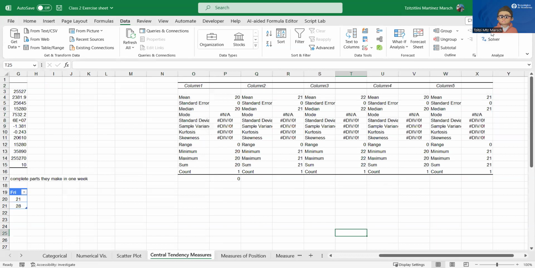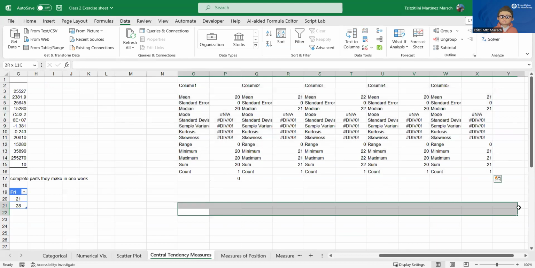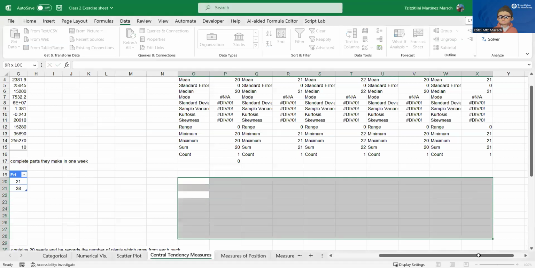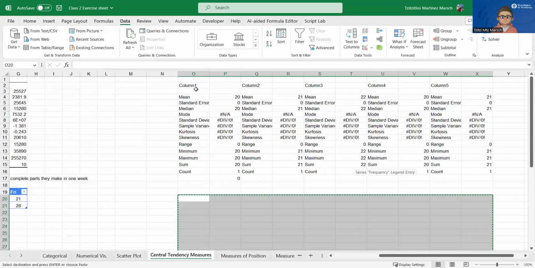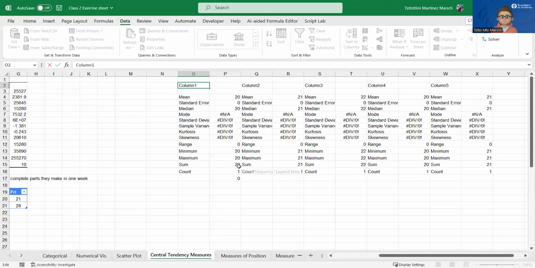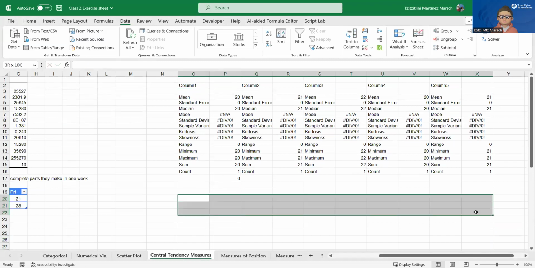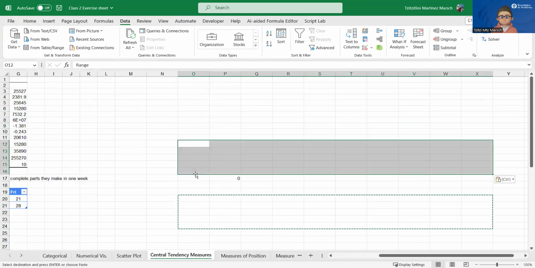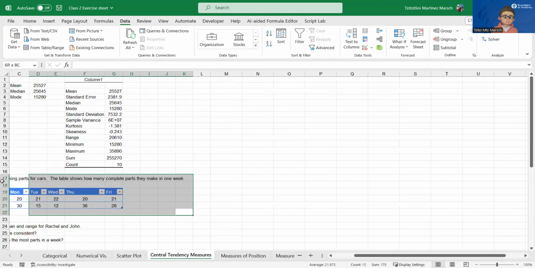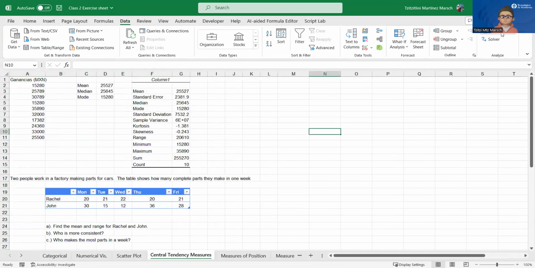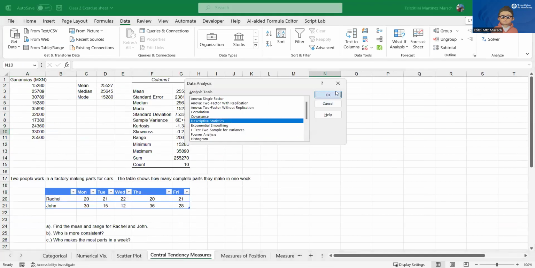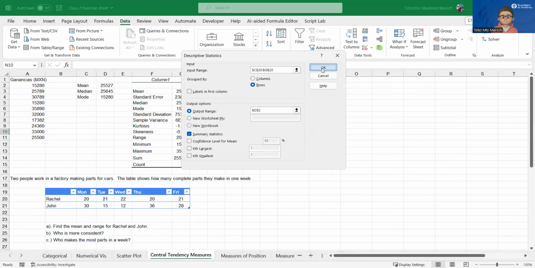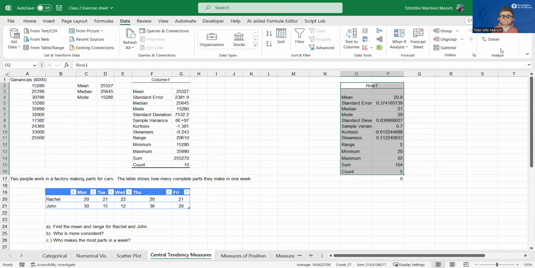Oh, sorry. I did that wrong because our data is not organized in columns. Just trying to eliminate all this information. Okay. I don't want to format. That happens sometimes, guys. Rows. It's organized in a row. Okay. So that's our data for that.